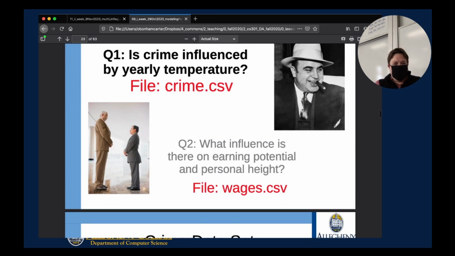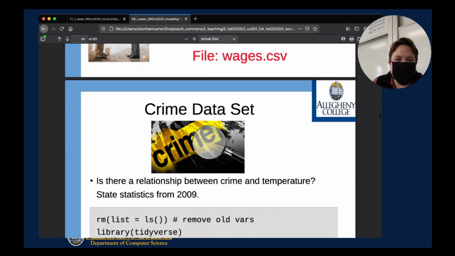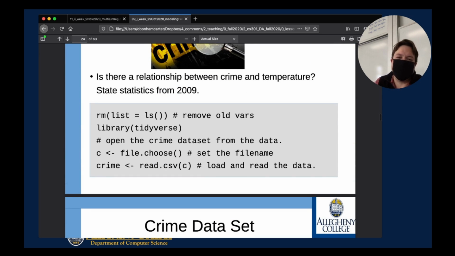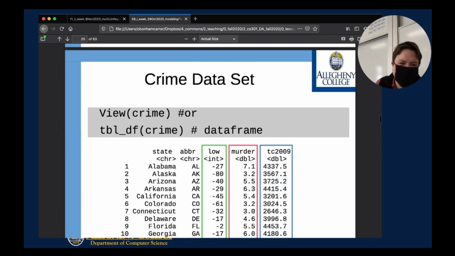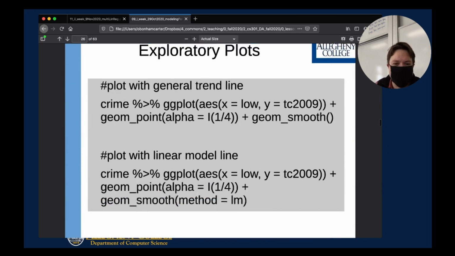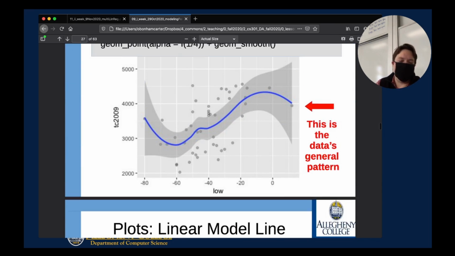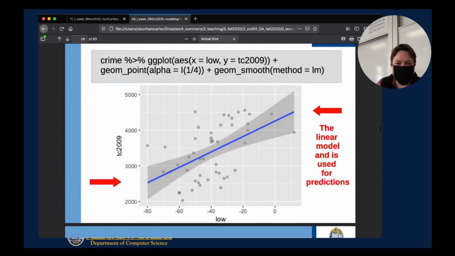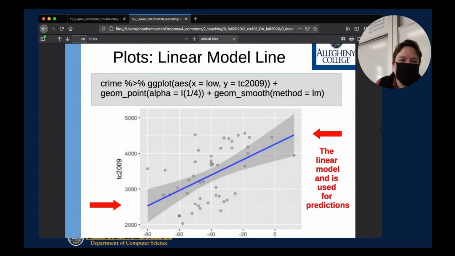I think what we're talking about today, though, is we worked with this crime data set before, which was actually quite interesting. All the code is here. I do hope that you've been spending some time looking through this code. And we made these interesting plots. This actually was a plot that we created where we used the linear model. So this line that we created was actually our linear model.